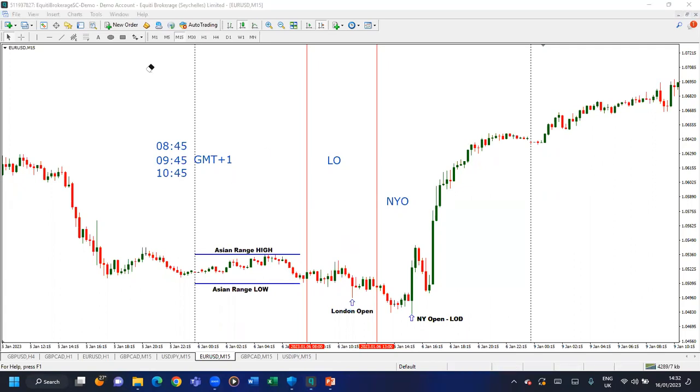The New York session went ahead and took out the initial low. All right, and this became the low of the day. So the low of the day here was formed during the New York session, which obviously issued an entry for a buy here.